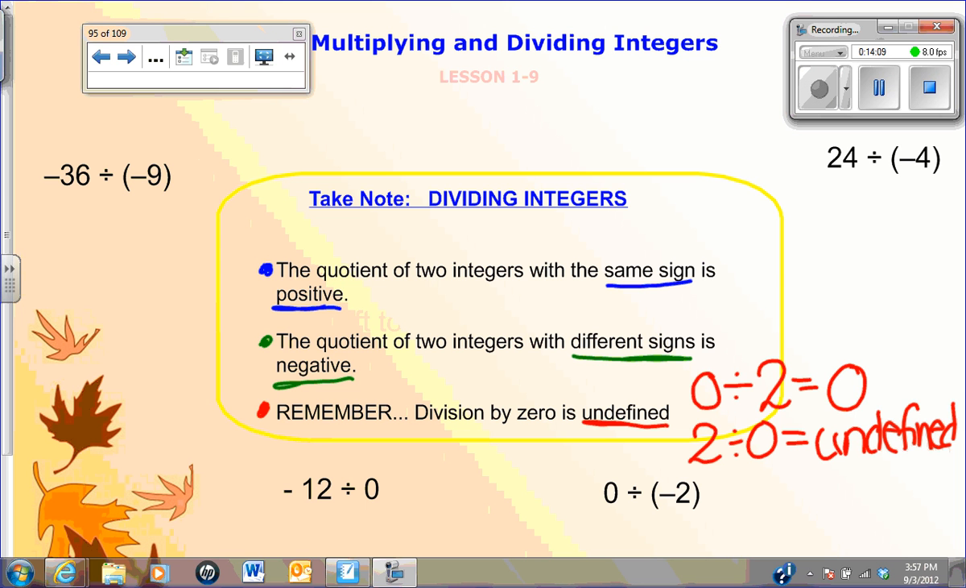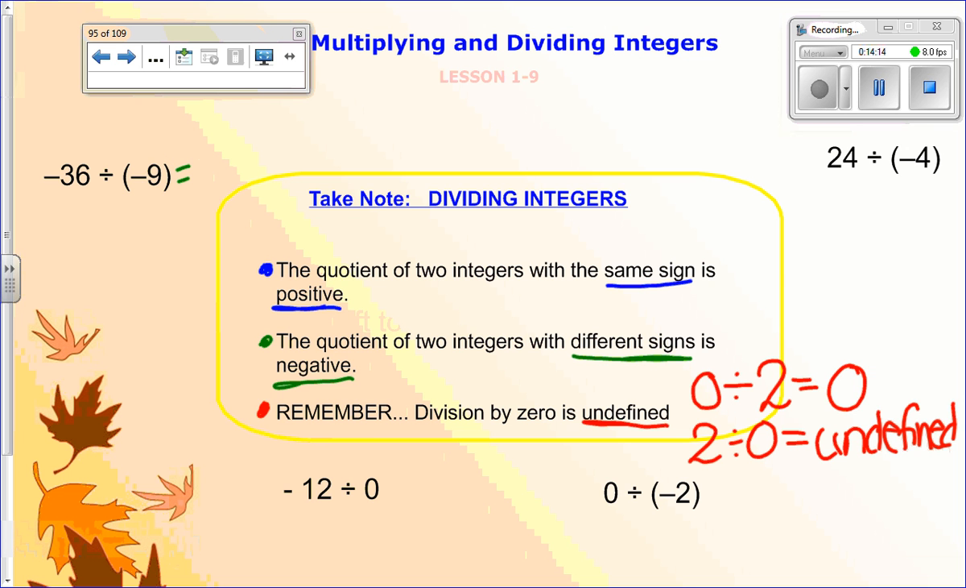All right, so we're going to start at the top left-hand corner again. We have negative 36 divided by negative 9. Well, I know 36 divided by 9 is 4. But I have to decide, is this positive or a negative 4? So this is when I go back to the rules. I have a negative 36 and a negative 9. Well, they have the same sign, so it's a positive. So my answer is positive 4. Then going down, we have negative 12 divided by 0. That was in the red bullet. And I take a look. Oh, 0. We're dividing by 0, so it's undefined.